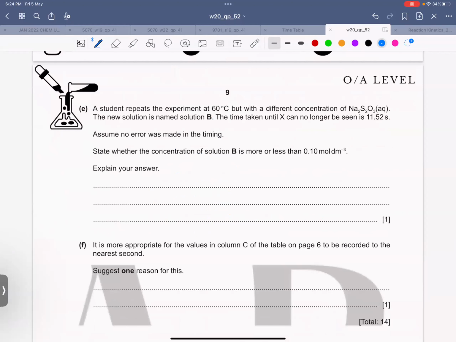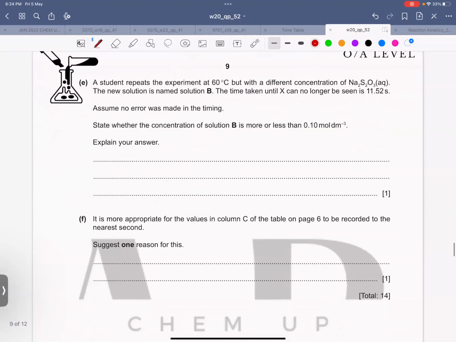Okay. Now, the student repeats the experiment at 60 degrees Celsius, but with a different concentration of sodium thiosulfate. The new solution is named solution B. The time taken until X can no longer be seen is 11.52 seconds. Assume no error was made in the timing. State whether the concentration of solution B is more or less than 0.1 mole per dm cube.